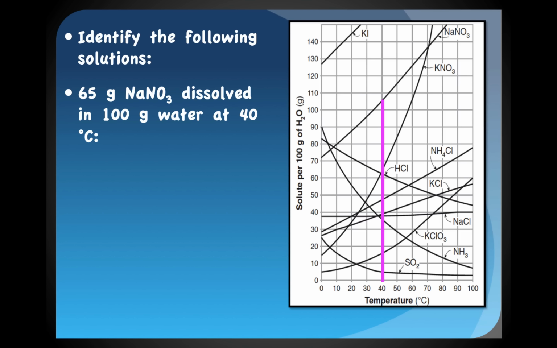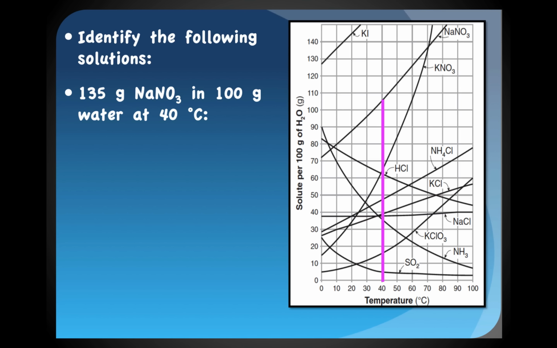But what if I've dissolved 135 grams of sodium nitrate in 100 grams of water? 135 grams is about 20 more grams than should be dissolved. It makes sense that this is a supersaturated solution.